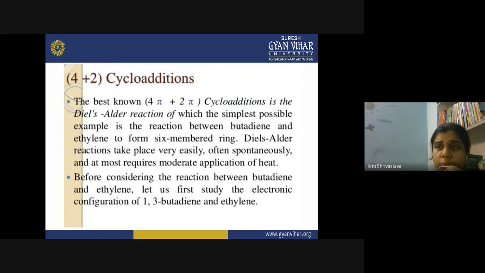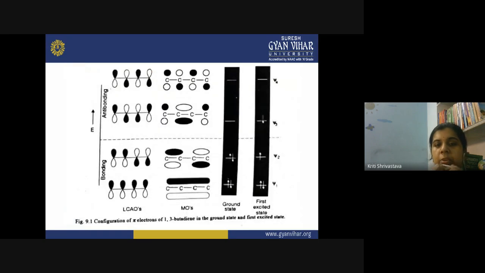What is the mechanism? Now I will describe the mechanism of these reactions using the frontier orbital approach. Now we will go deep into the molecular orbitals. What types of molecular orbitals are present in butadiene and ethylene that make them react so quickly, and make this reaction so fast and possible? So here you can see the molecular orbital diagram of butadiene.